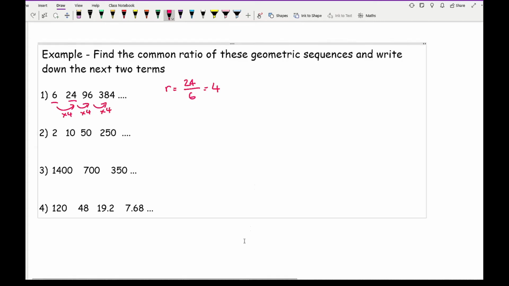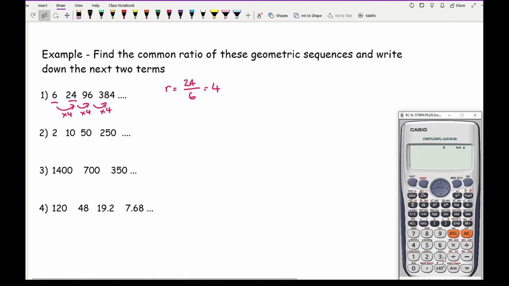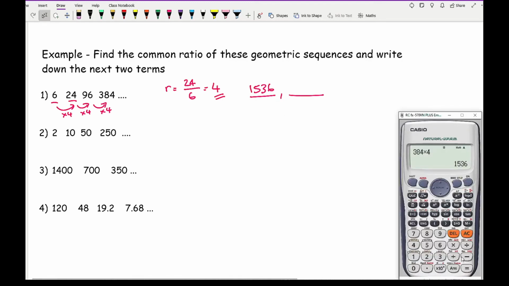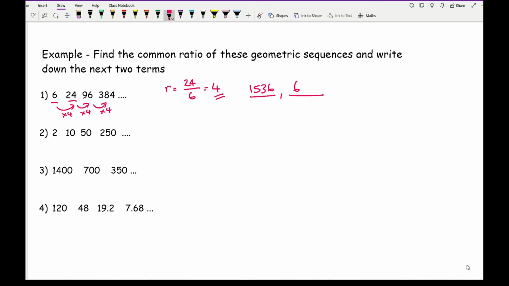To find the next term, all I then need to do is enter 384 multiplied by 4 equals, and it's 1536. So the common ratio is 4, and the next two terms are 1536, and the next term is going to be times by 4 equals 6144. There's my answer for question 1.